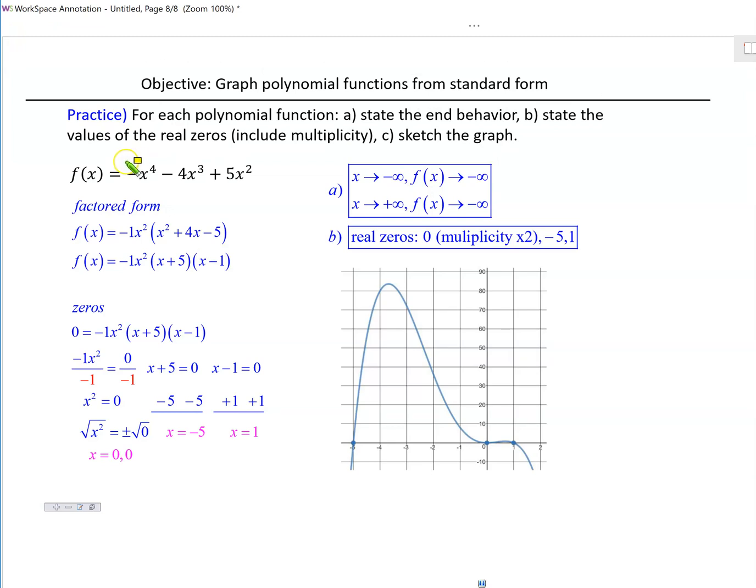It doesn't. So here's our first term. It's actually the same first term that we were working with. So we are dealing with an even degree. 4 is an even number, so the ends go the same direction, and our leading coefficient is a negative number. So both of our ends are going to negative infinity, as we see here.